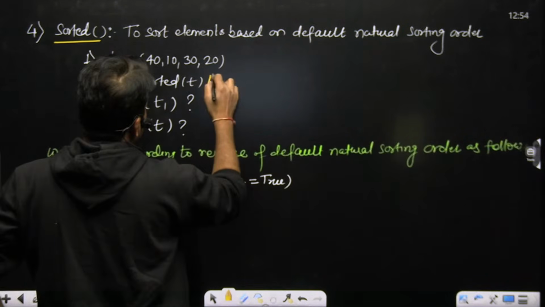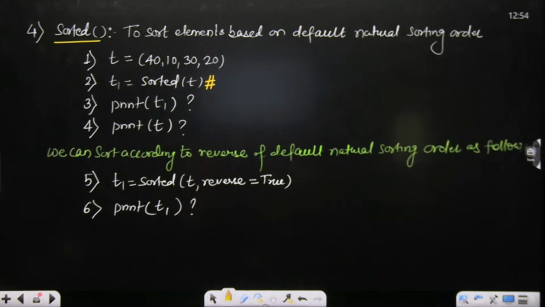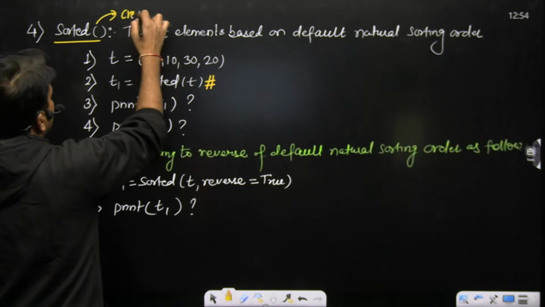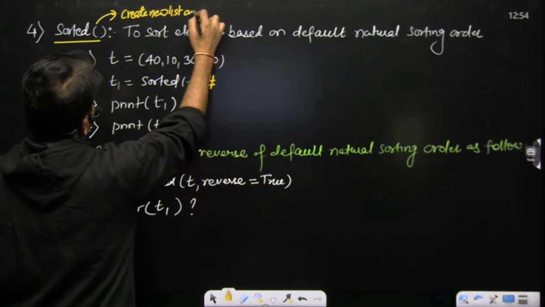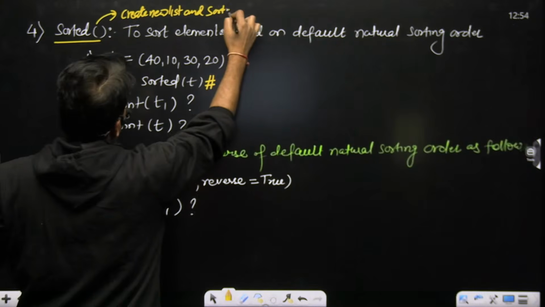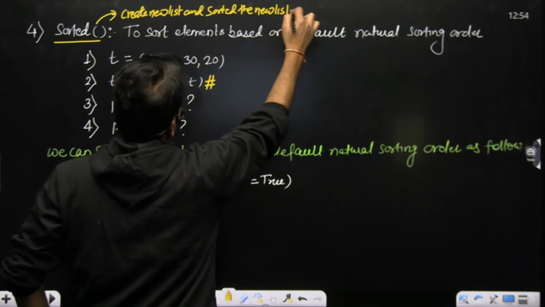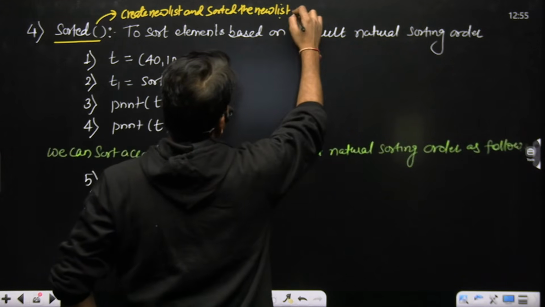Okay, so what will happen here, student? Sorted function and sort function, what is the difference between these two? The sorted method creates a new list and sorts the new list in default natural sorting order.